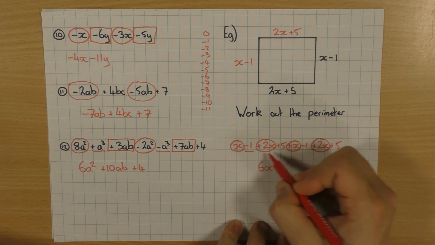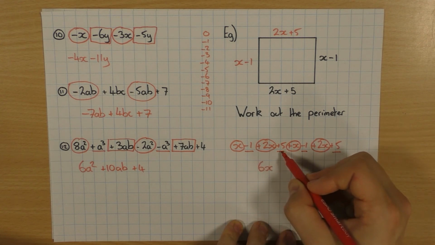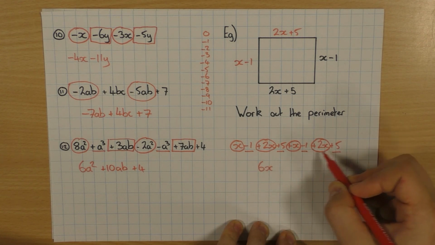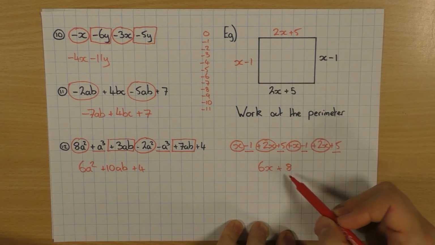And I've got my numbers, minus 1 plus 5, minus 1 plus 5. Minus 1 plus 5 is 4. Take away 1 is 3, add 5 is 8. And so the perimeter of this shape is 6x plus 8.